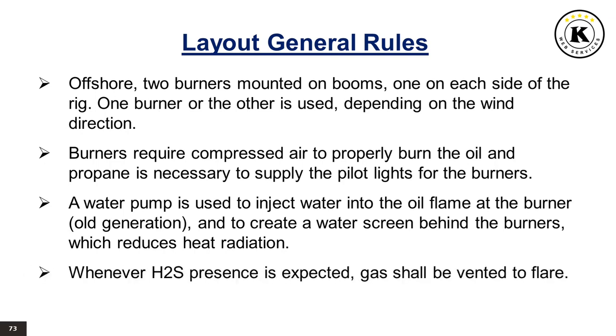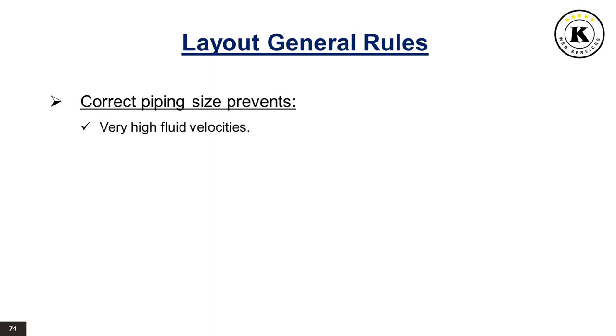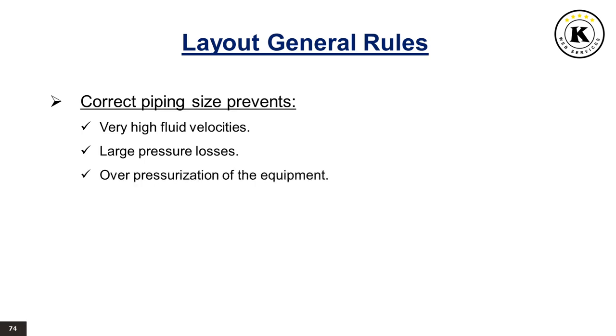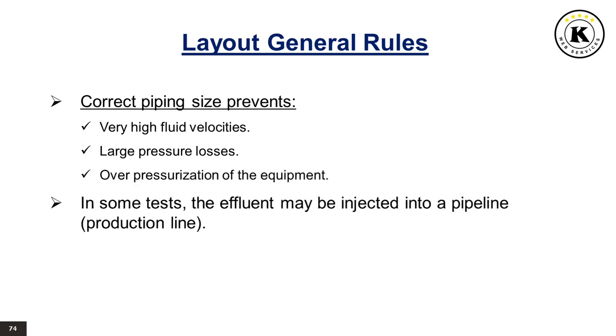Whenever H2S presence is expected, gas shall be vented to flare. Correct piping size prevents very high fluid velocities, large pressure losses, and overpressurization of the equipment. In some tests, the effluent may be injected into a pipeline or production line.